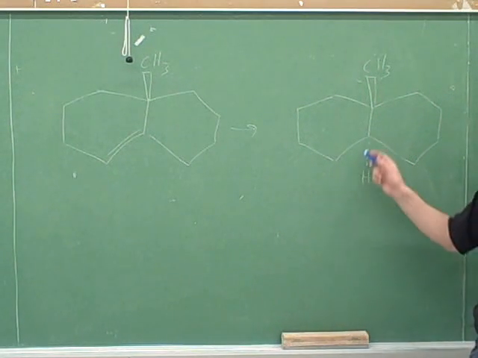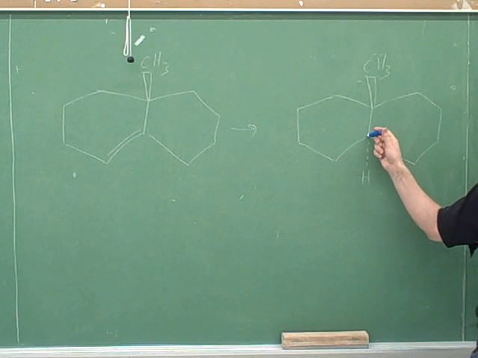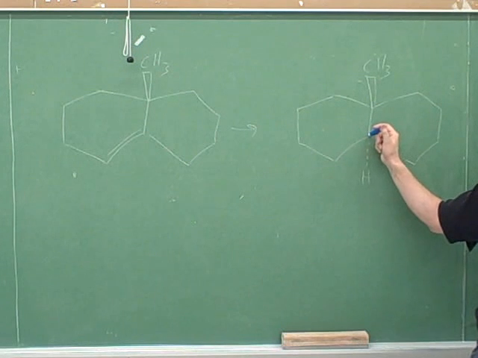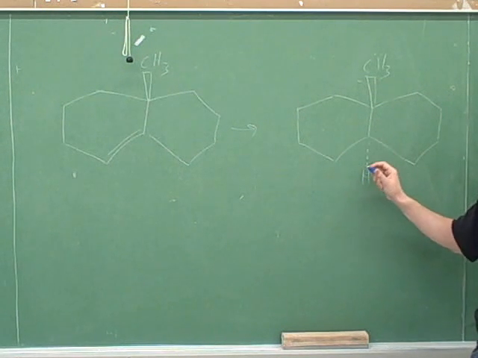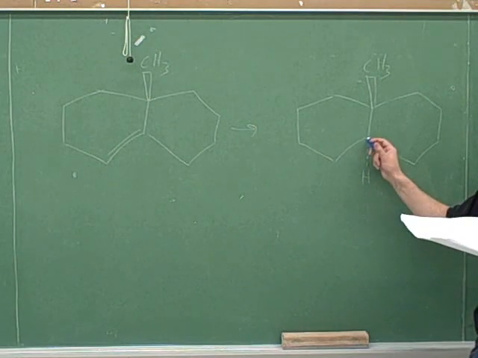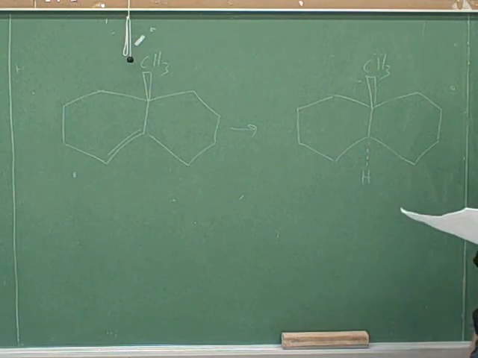It might seem a little bit weird to use wedges and dashes on a picture like this, but it's actually pretty conventional here to use wedges and dashes for, what are these called? Bridgehead carbons? Whatever. So yeah, you do have to show this, you have to put this hydrogen here on a dash. It's important that you put this hydrogen on a dash to show that it's going to end up trans to this methyl group.